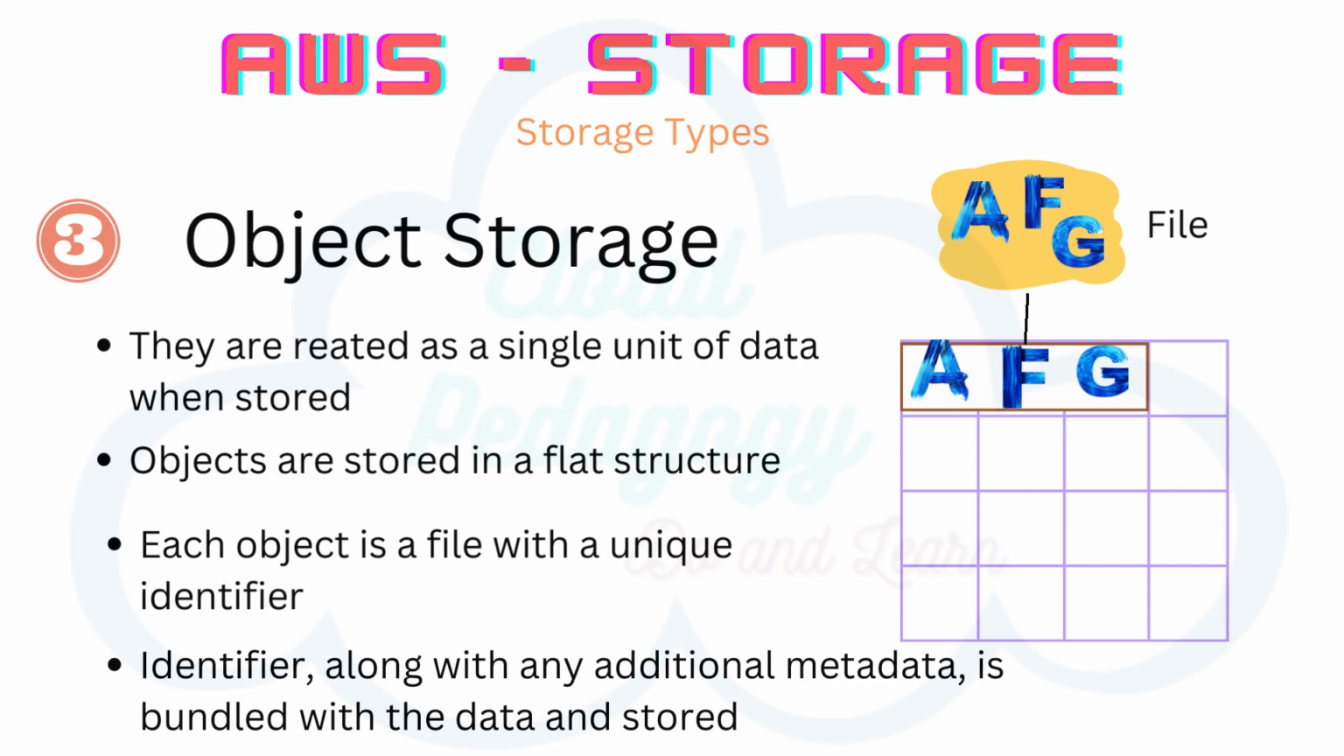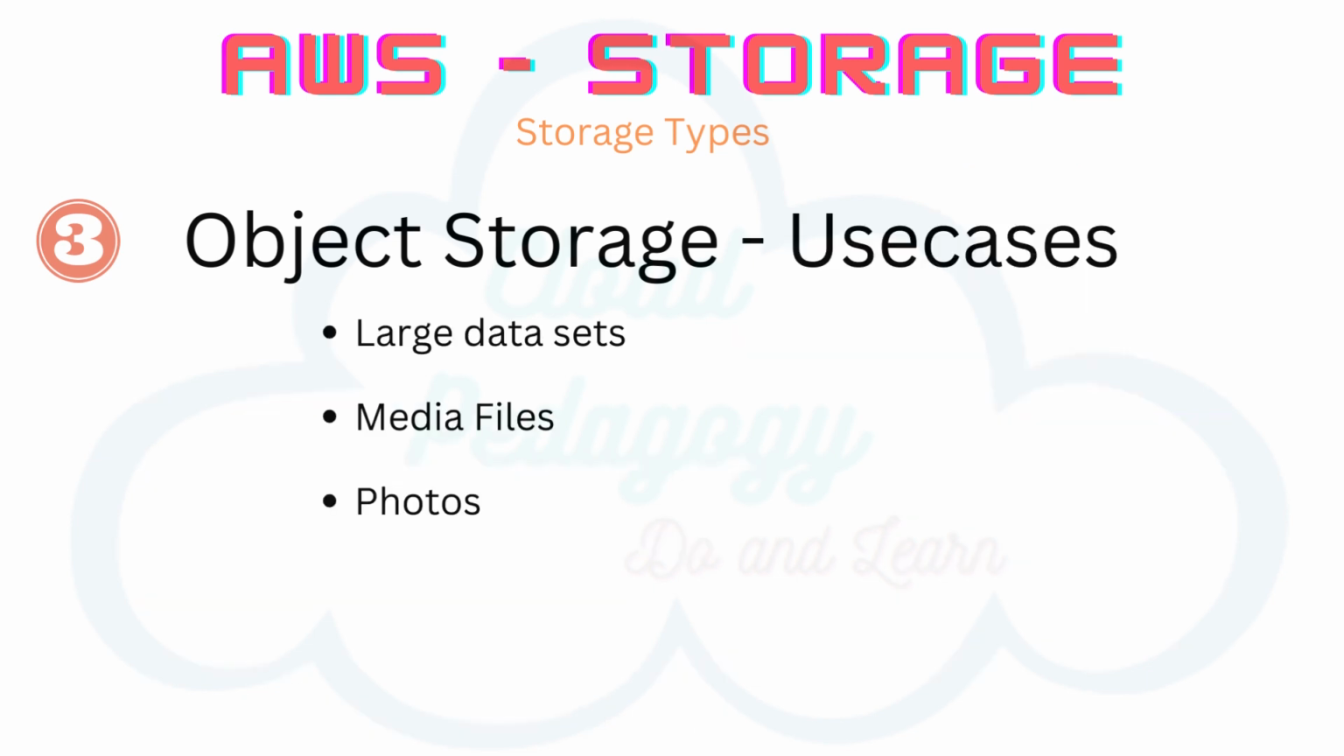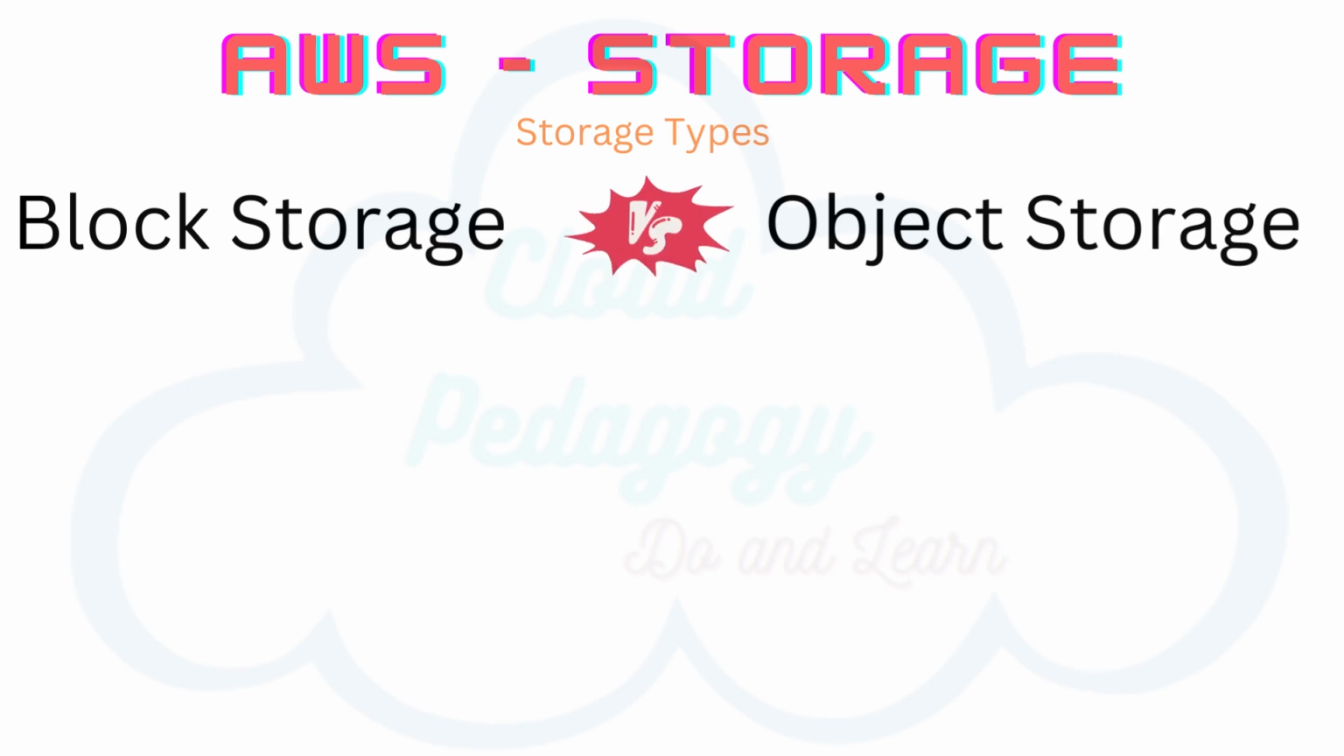Changing just one character in an object is more difficult than with block storage. When you want to change one character in a file, the entire file must be updated. With object storage, you can store almost any type of data, and there is no limit to the number of objects stored, making it easy to scale. Object storage is generally useful when storing large data sets, unstructured files like media assets, and static assets such as photos.